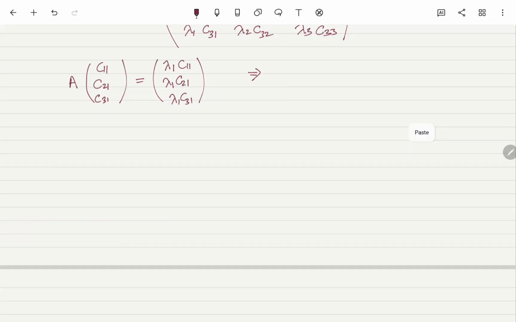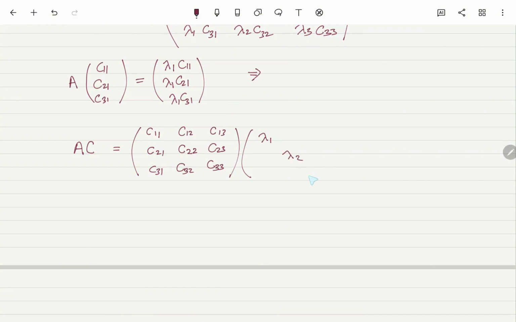Therefore, A times C is equal to C11, C12, C13, C21, C22, C23, C31, C32, C33 times the matrix with lambda 1, lambda 2, lambda 3 on the diagonal and 0 elsewhere. Or AC equals C times the diagonal matrix of lambda 1, lambda 2, lambda 3, with all other entries 0.